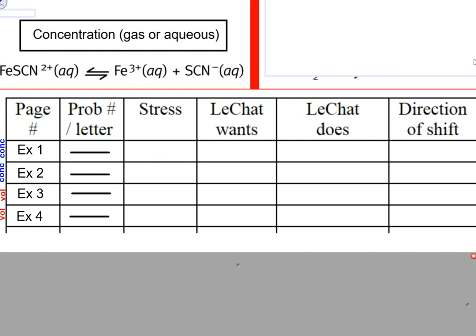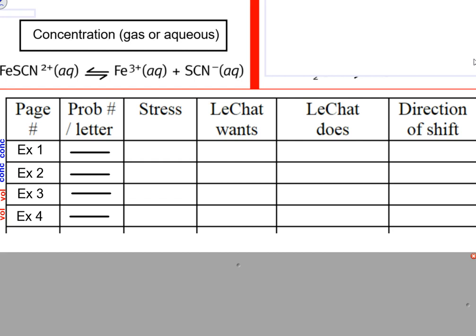Example 1. The stress that we're going to do is, well, I'll let you guys choose. What do you want to stress with? You can add or subtract anything in the balanced equation. Someone want to choose one? I'll choose someone. Okay, Yusuf, you get to be the chooser. So Yusuf, what do you want to do? Add or subtract FeSCN, iron, or SCN? Iron. Okay, iron. So your stress is going to be iron. Do you want to add it or take it away?